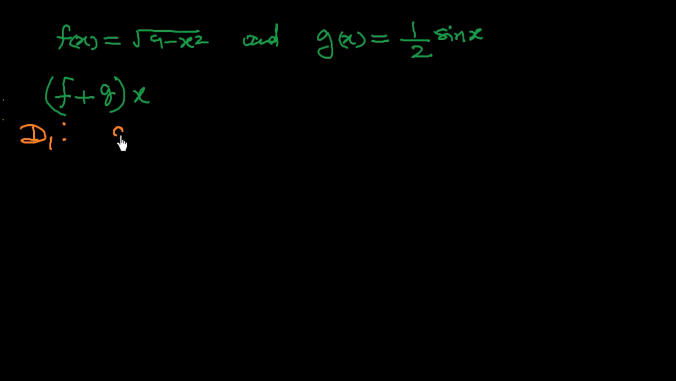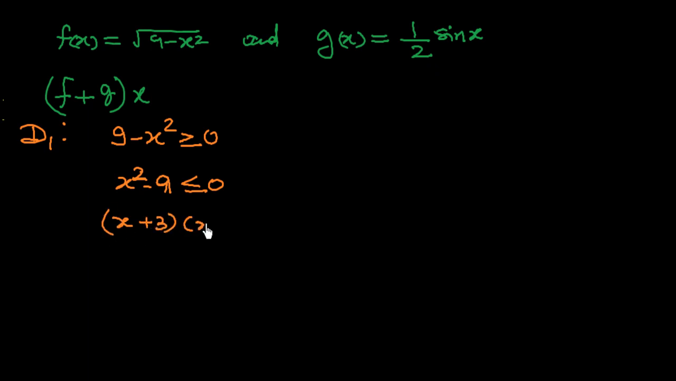For D1 we see that 9 minus x square should be greater than or equal to 0, because it is inside the square root sign, so no negative number should be there. If we simplify this, we get x square minus 9 is smaller than or equal to 0. So we get x plus 3 and x minus 3 is smaller than or equal to 0.